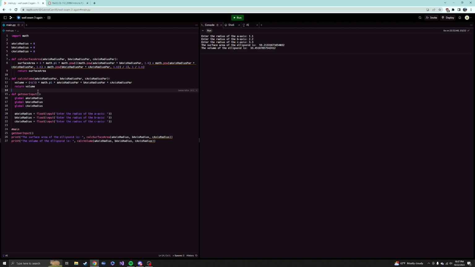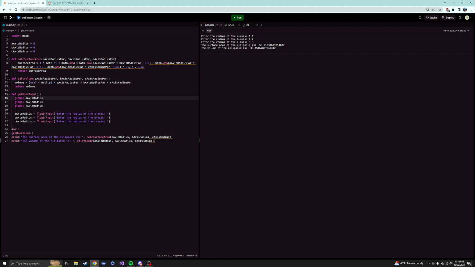Again, this is the get user function. This essentially just, when it's called upon, gets the information from the user and then places them into the a-axis radius, b-axis radius, and c-axis radius that we're already using in the functions above, and now it just gets the value for it and places it for those functions.